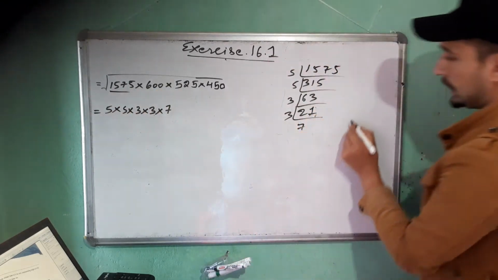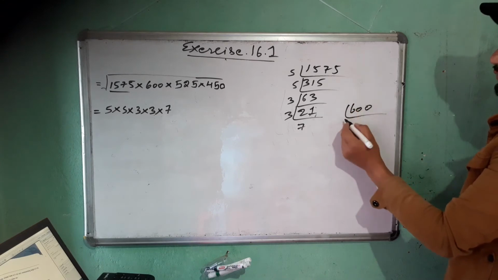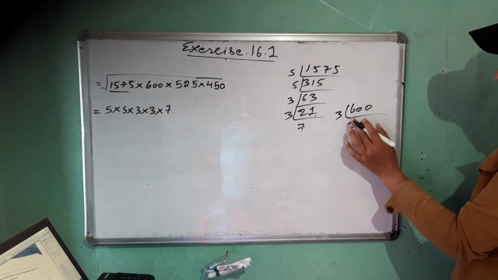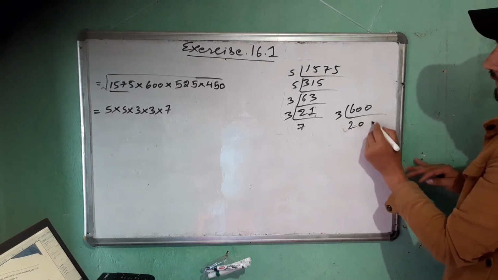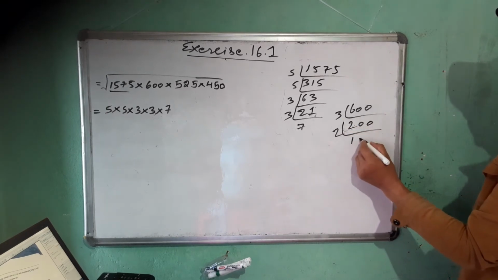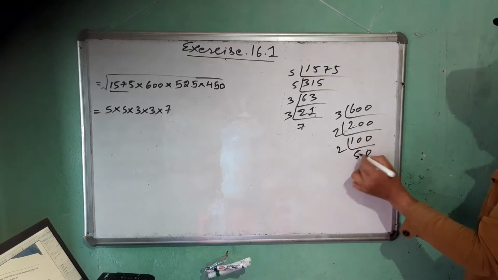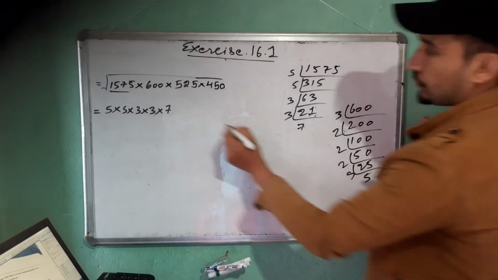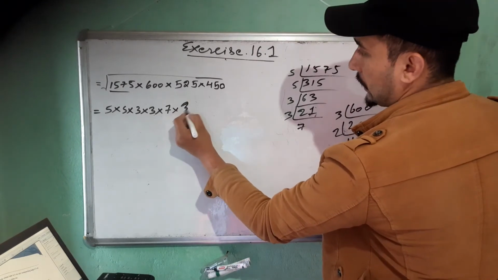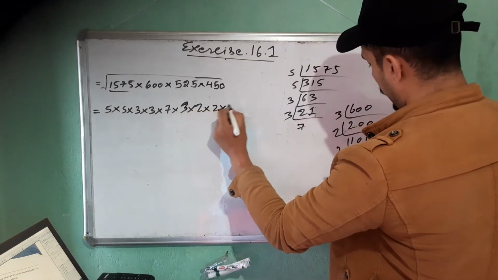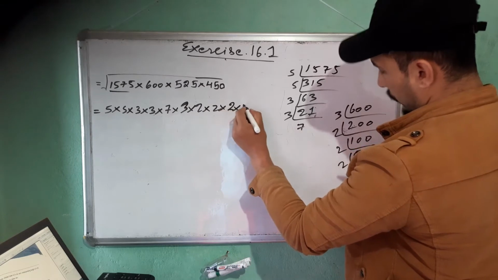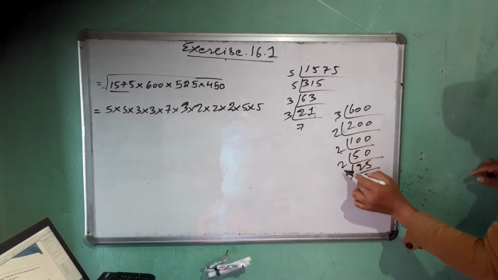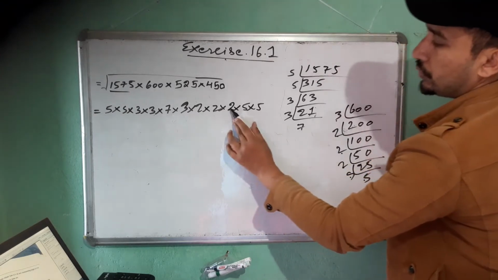Now 600 will be factorized with 3. 3 200s are 600. Then 200 is 2 times 100, 100 is 2 times 50, 50 is 2 times 25, and 25 is 5 times 5. So 3 into 2 into 2 into 2 into 5 into 5.